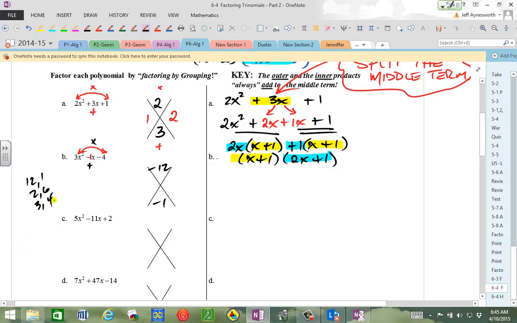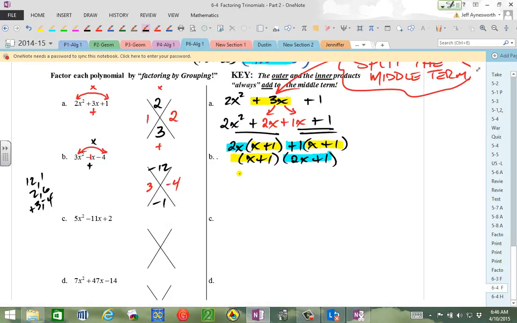And now 3 times 4 is 12. One of them has to be negative. And I want to pick the pair of factors that also adds to negative 1. Okay, so if I pick negative 3 and 4, I get negative 12. Negative 3 plus 4 is positive 1. That doesn't work, so I switch the signs. And I get 3 times negative 4 is negative 12. 3 plus negative 4 is negative 1.